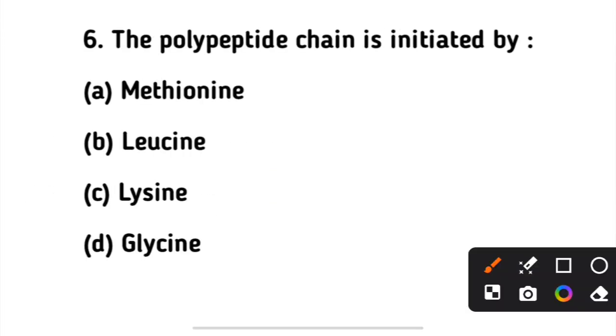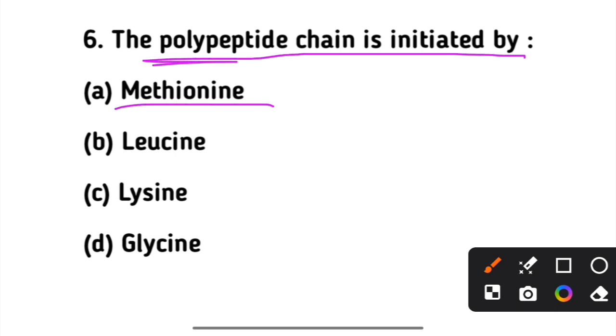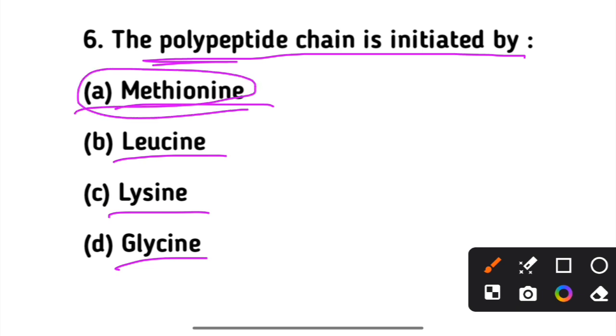Next. The polypeptide chain is initiated by methionine, leucine, lysine, glycine. Option A is correct. Polypeptide chain is initiated by methionine. Option A is correct. इसके लिए next.